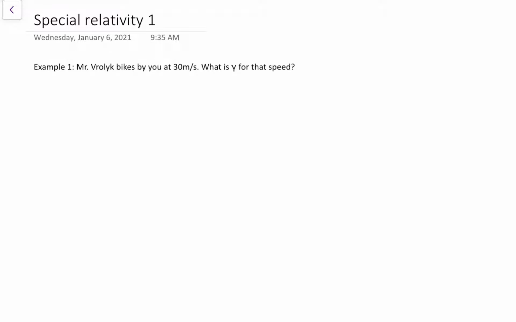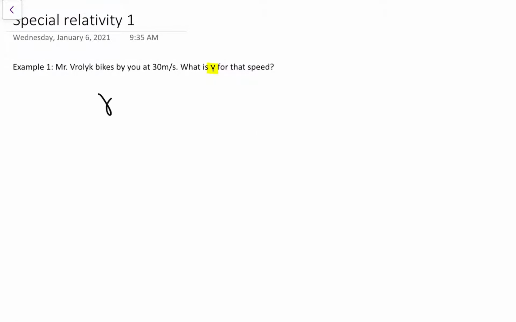I'm going to call it gamma, but gamma is the connector between time, length, and mass, how they appear when they're not moving versus when they are moving. For this first one, if we find gamma for an everyday speed of 30 meters per second, gamma's equation is this great big square root thing. Whenever I find it online, it's always written that way.